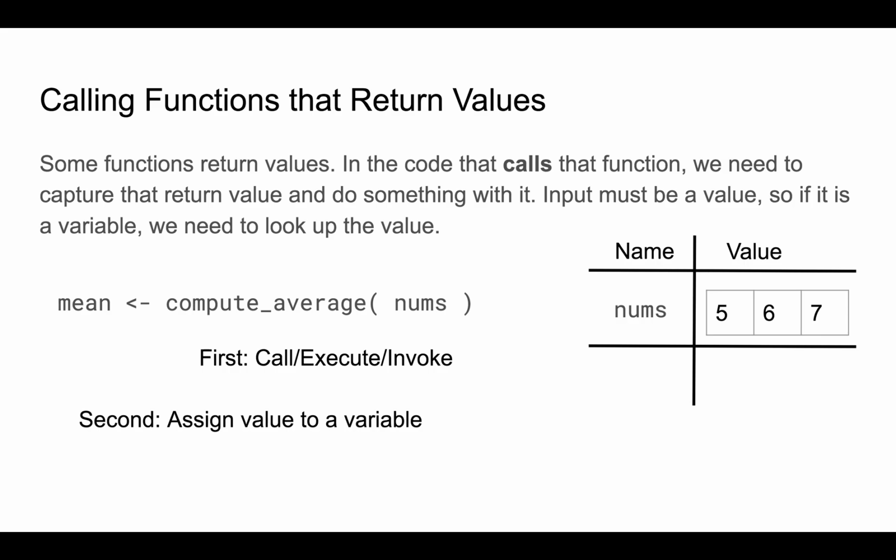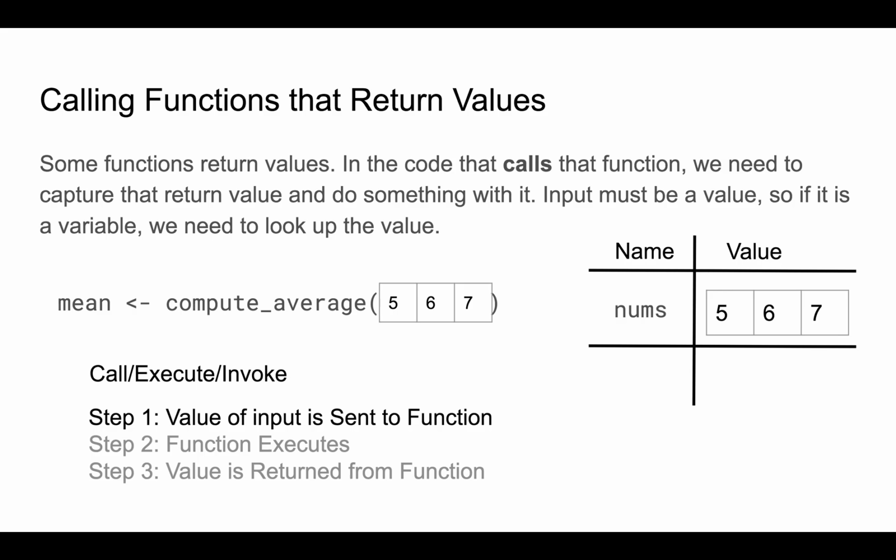So again, I have pretty much the same example. I'm going to compute the average of the list 5, 6, 7 and put it into a variable named mean. This time though, my symbol table already has a variable named nums whose value is a list 5, 6, 7. And as before, first I need to call the function, and then I need to finish the assignment statement.